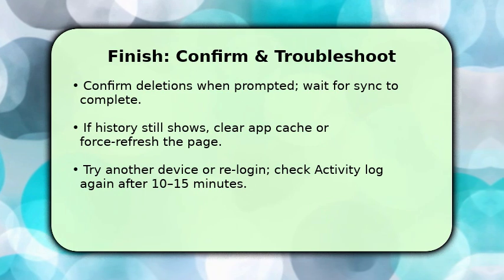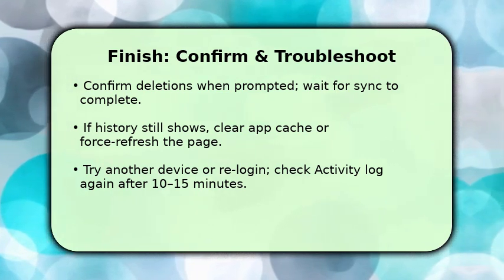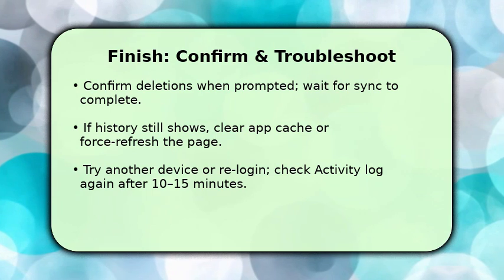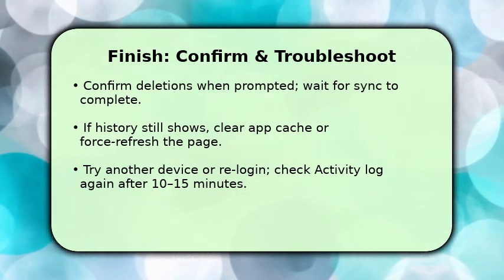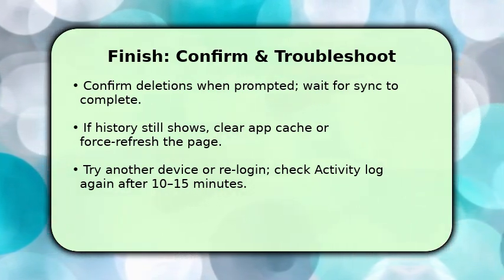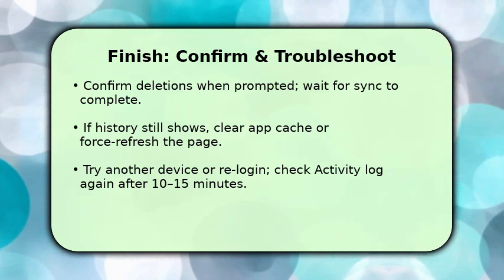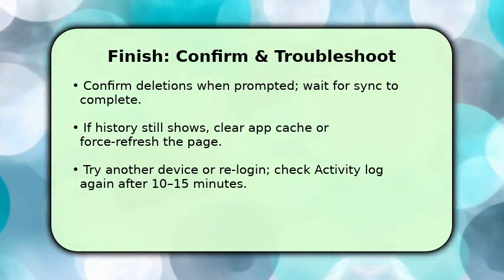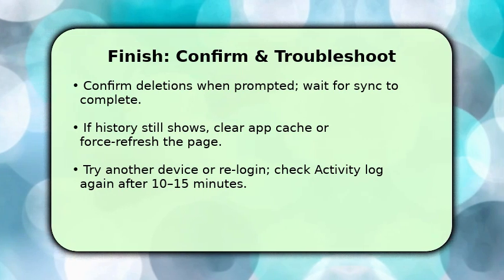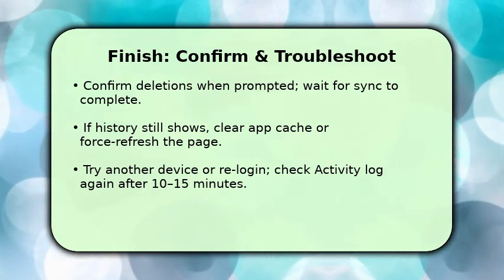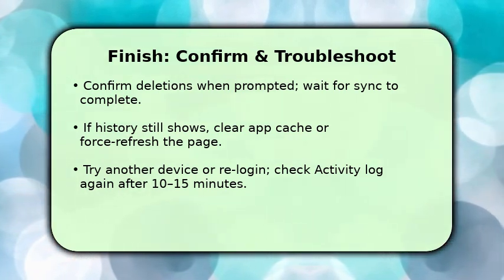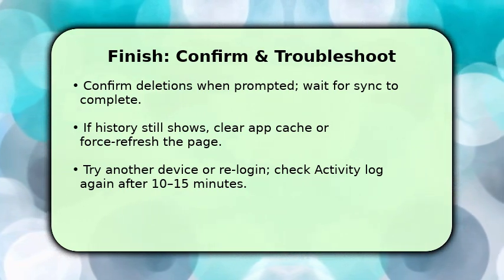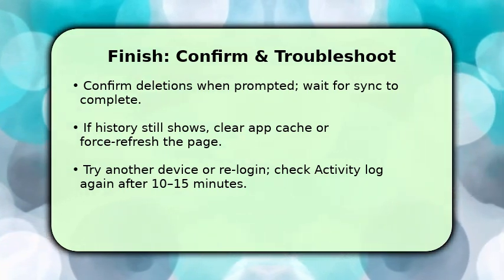If items still appear, clear the app cache or browser cache and force refresh the activity log. Sometimes stale data persists. If that fails, log out and log back in or try a different device. Sync delays can be server-side and resolve after 10 to 15 minutes. One key tip: if deletions repeatedly fail, check for account restrictions or content access settings that may block history edits.